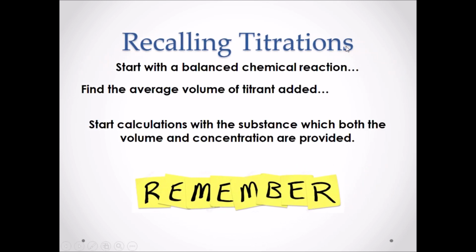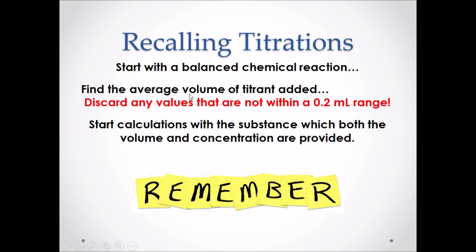Recalling titrations. To perform a titration calculation, we must first start with a balanced chemical equation. Then we can move on to find the average volume of the titrant added. Remember, to find an average volume, we must use at least 3 trials that fall within a 0.2 milliliter range. Any other trials that do not fall within the 0.2 milliliter range, we will disregard.